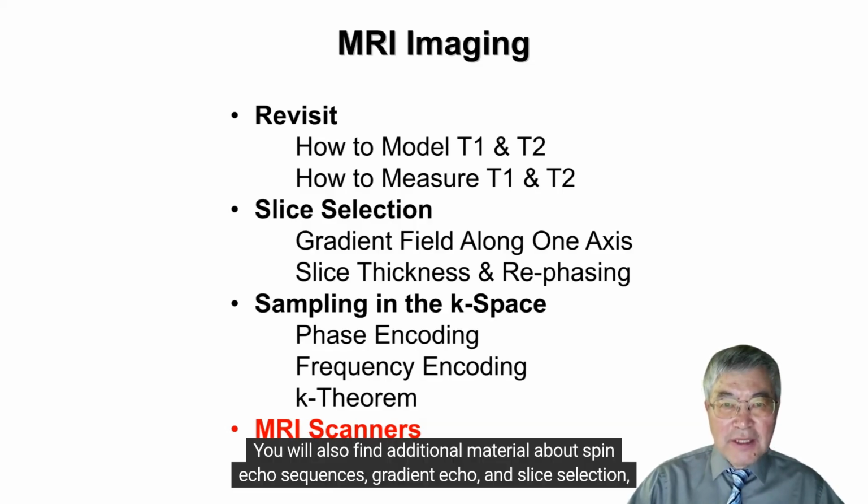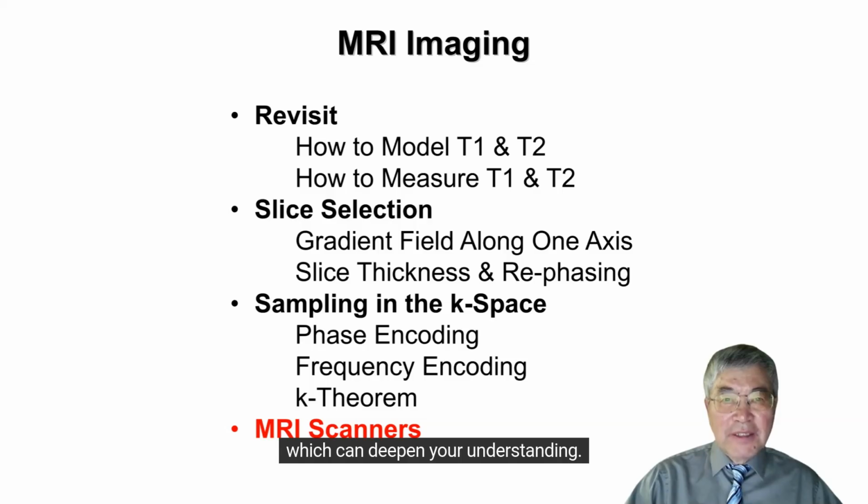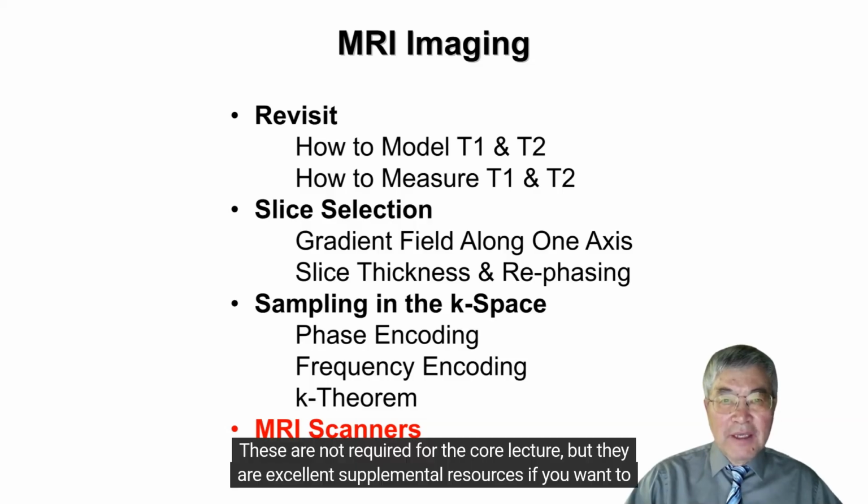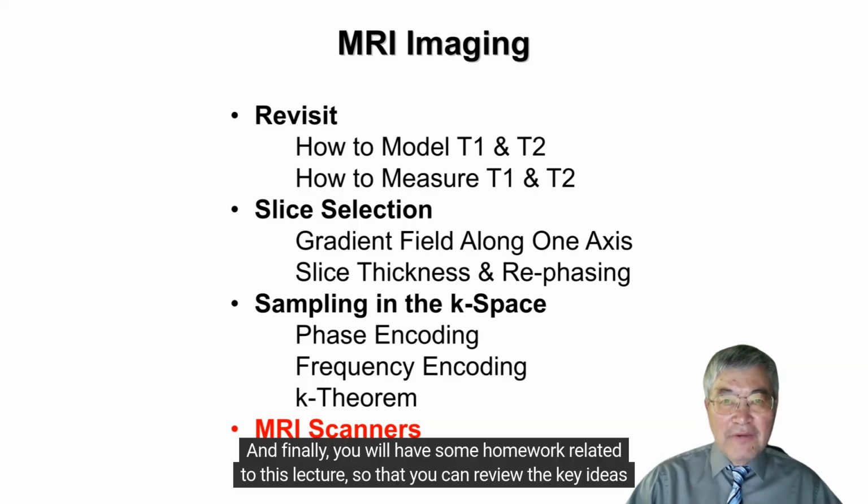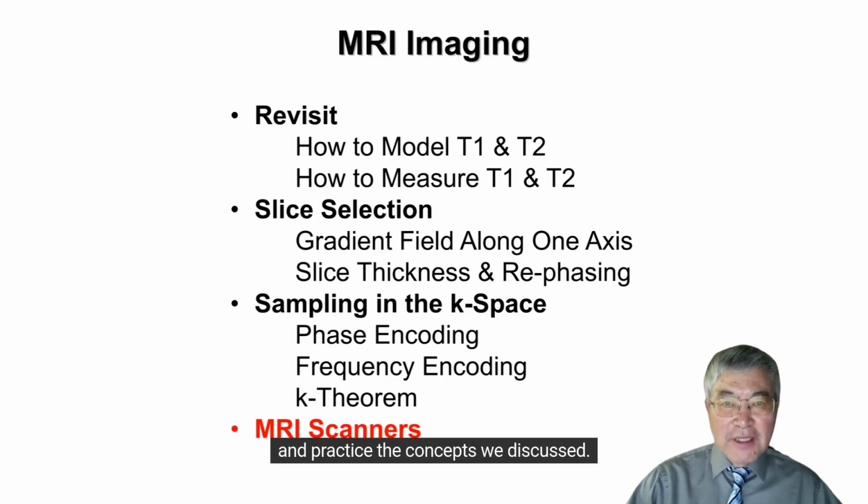You will also find additional material about spin echo sequences, gradient echo, and slice selection, which can deepen your understanding. These are not required for the core lecture, but they are excellent supplemental resources if you want to learn more. And finally, you will have some homework related to this lecture so that you can review the key ideas and practice the concepts we discussed.